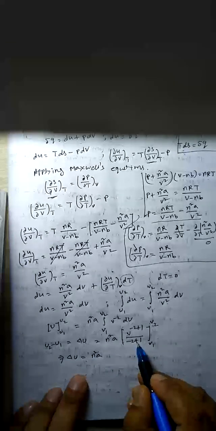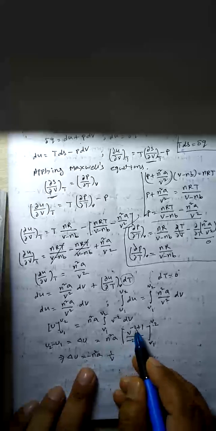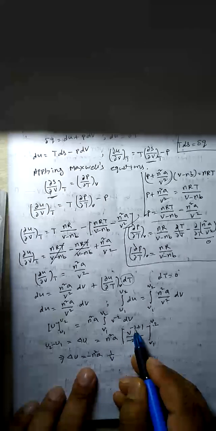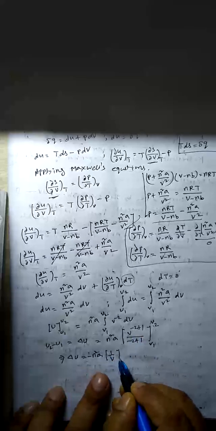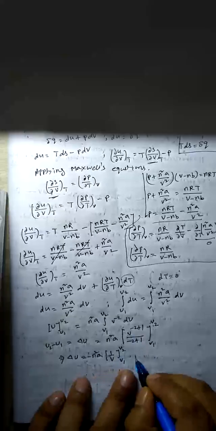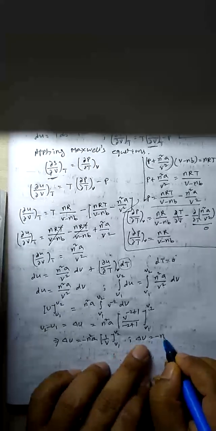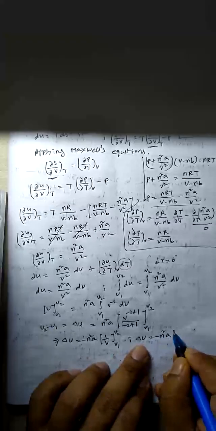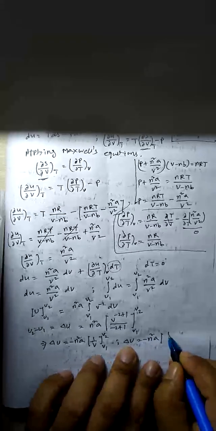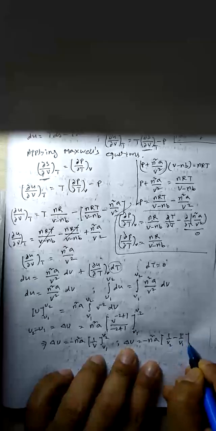Minus 2 plus 1 means minus 1, so I put here a minus. Now it becomes 1 by V, V to the power minus 1, so 1 by V from V1 to V2. Now delta U is equal to minus n²a, whole of upper limit first, 1 by V2 minus 1 by V1.